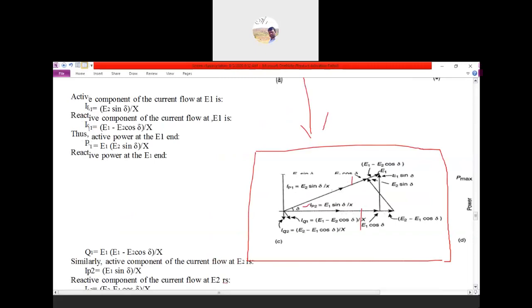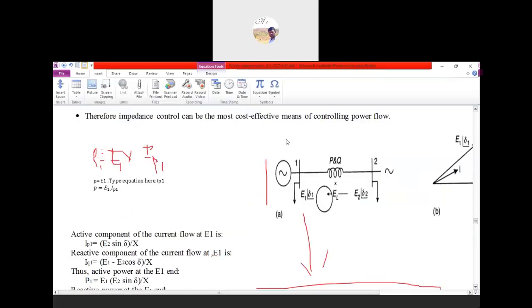Now we are considering dynamic stability. Here we are considering two machines, generator 1 and generator 2.